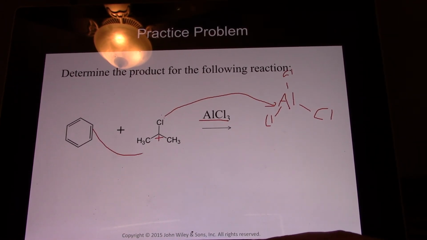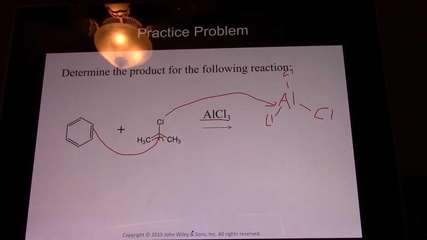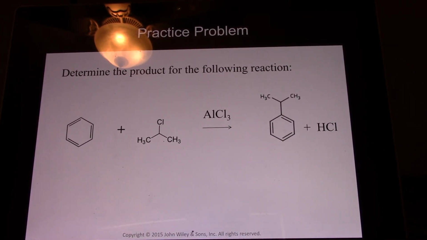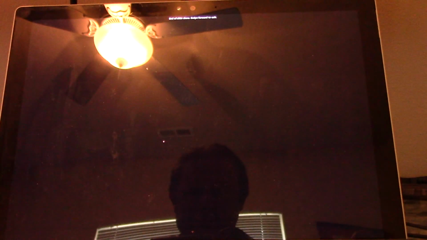And now the double bond can attack there, forming the propylbenzene, or isopropylbenzene, because the bond's in the middle of the propene. And that is the end of Chapter 20, Unsaturated Alkenes and Alkynes.